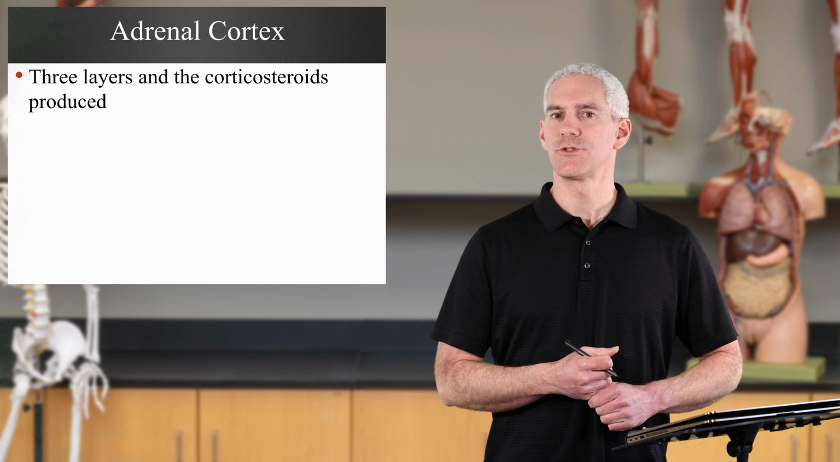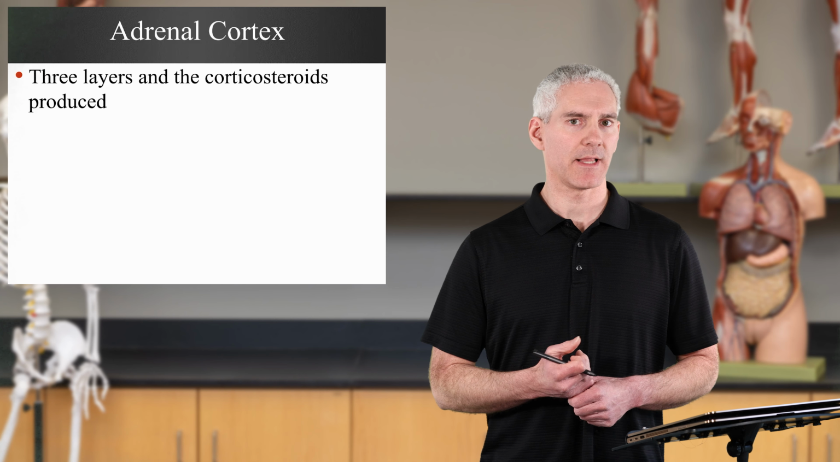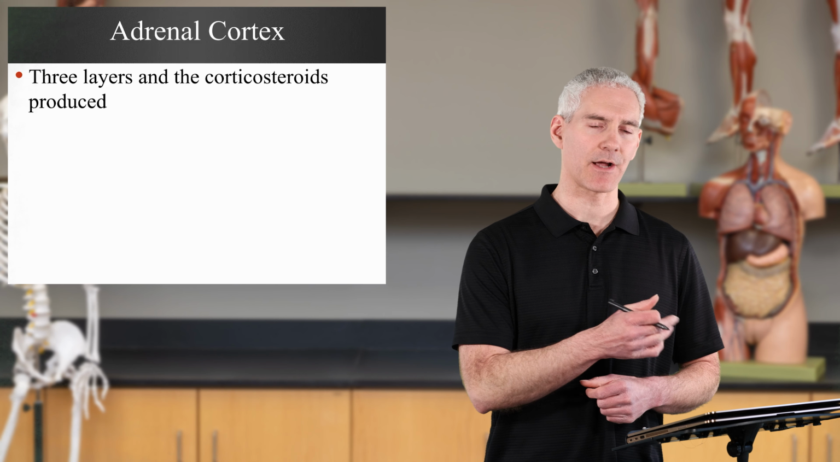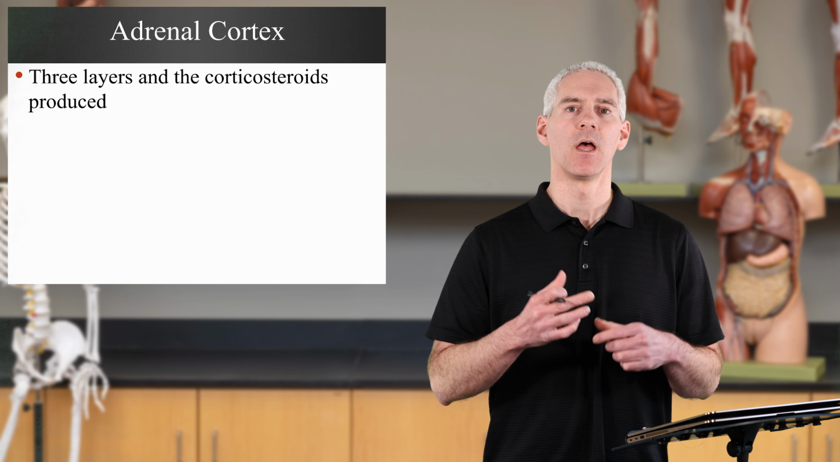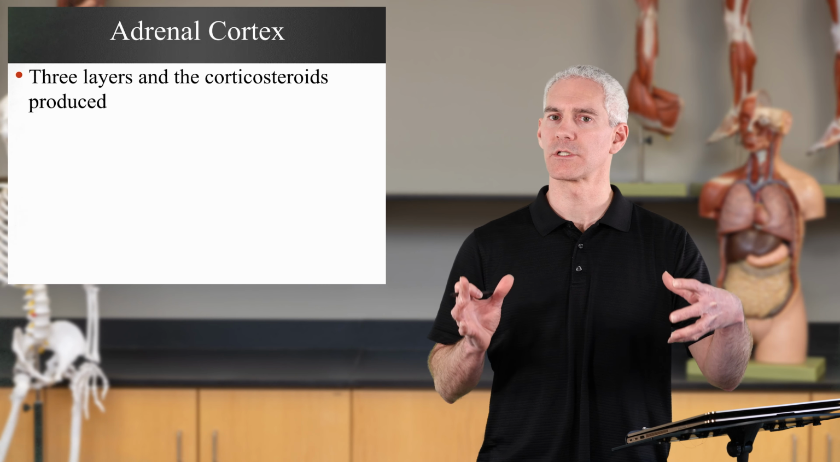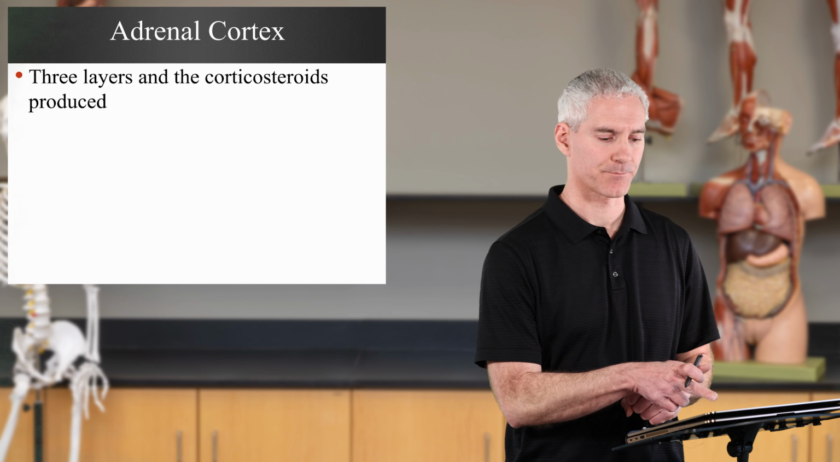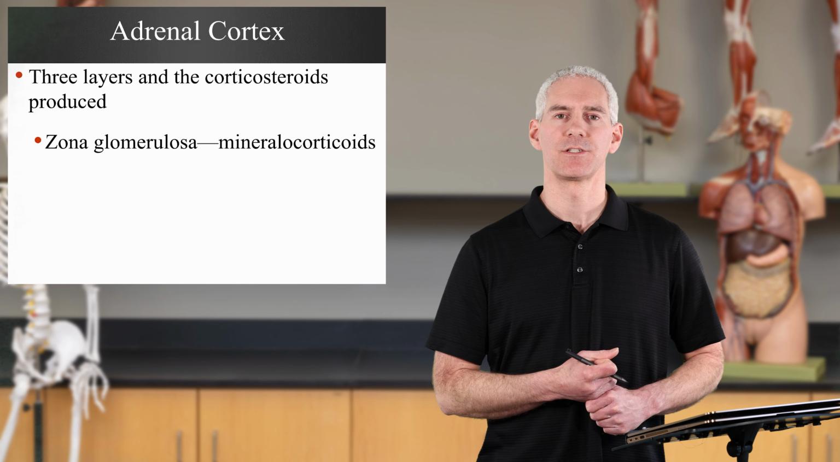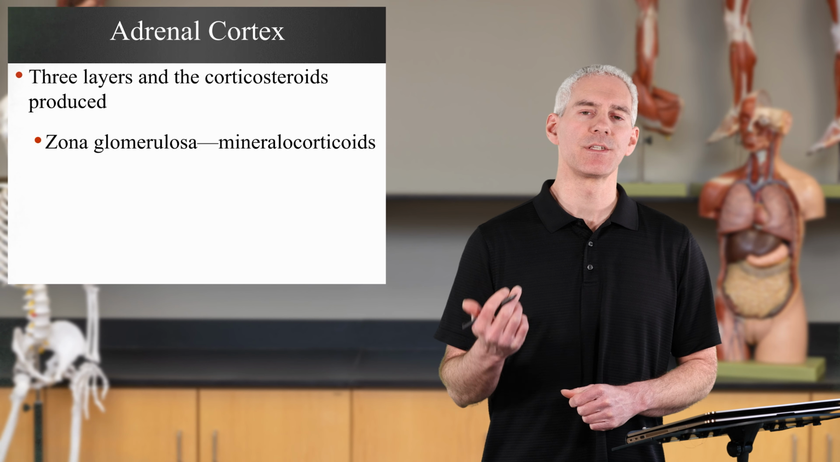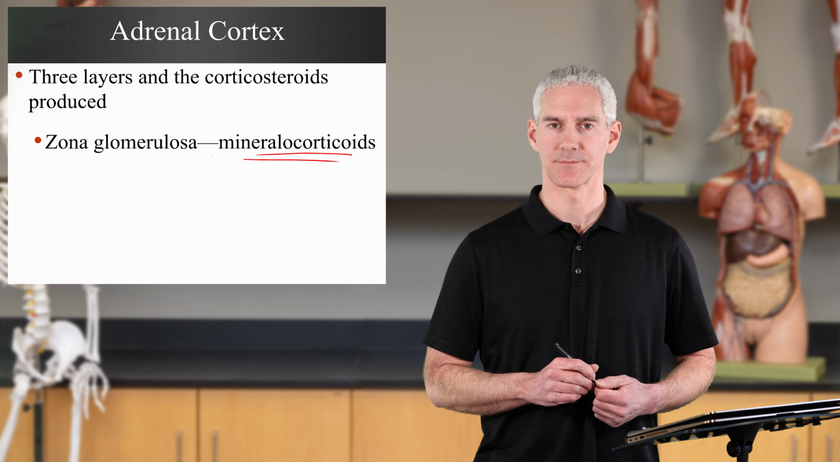We'll start with the adrenal cortex. Now, the adrenal cortex and its 3 different layers is what produces the actual corticosteroids. The corticosteroids is a grouping of all the hormones produced here. So by itself, that name is not a hormone. First off, the zona glomerulosa. The zona glomerulosa produces the mineralocorticoids.